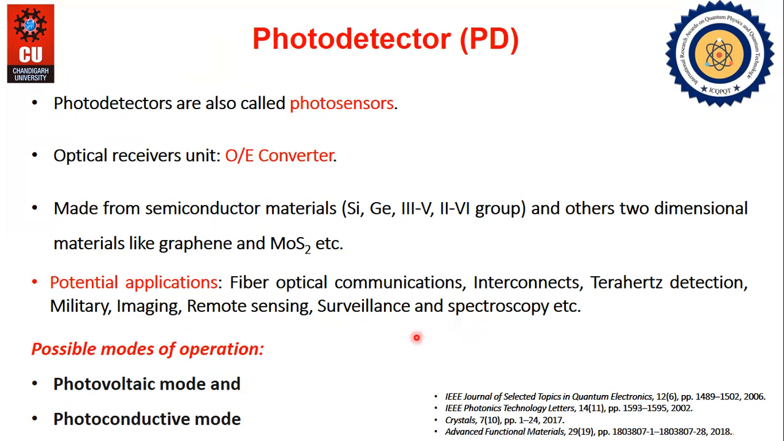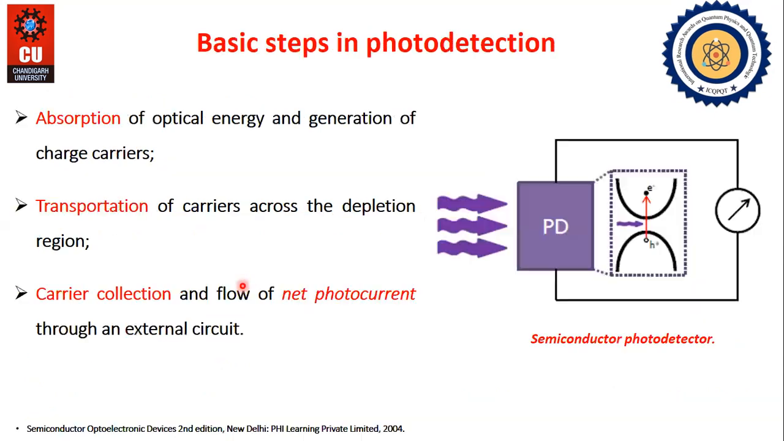Basically, photodetectors work in two modes of operation. One is the photovoltaic mode and the second is the photoconductive mode. Photovoltaic mode is the mode in which the diode is operated with no applied bias voltage, whereas in photoconductive mode, we apply a bias voltage to collect the charge carriers. So a photodiode is a current source, with or without the bias voltage.